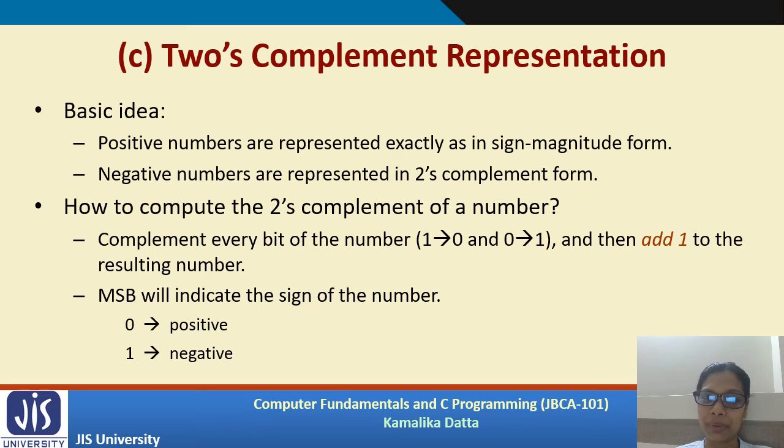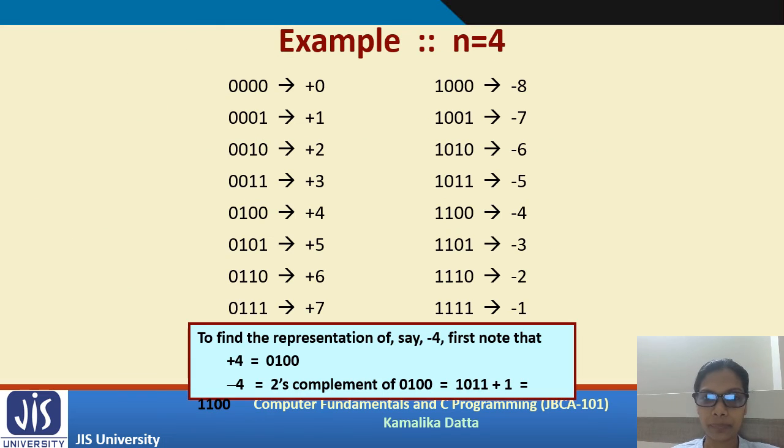You need to remember these steps. How do we represent a number in 2's complement form? This is how. And how do we understand what number this is? So 0 represents positive, 1 represents negative. So this is how it goes. 0, 0, 0, 0, 0, 0, 0, 1, and up till 7 there is no change.